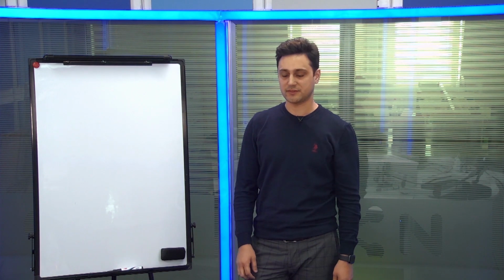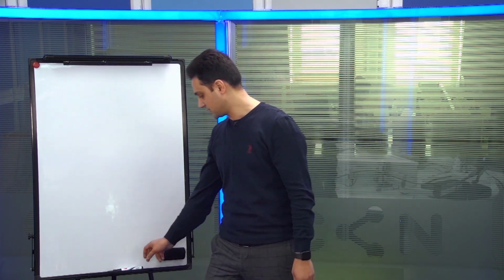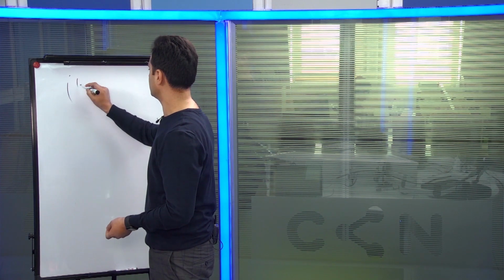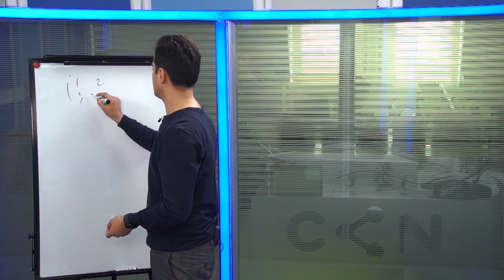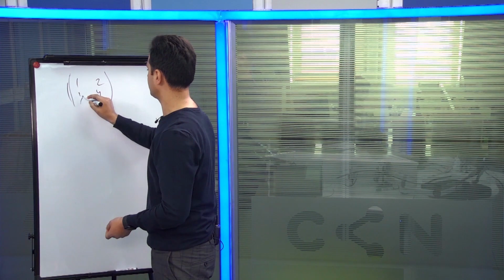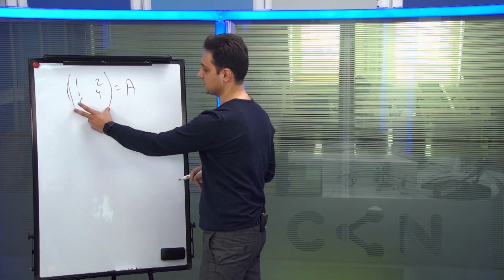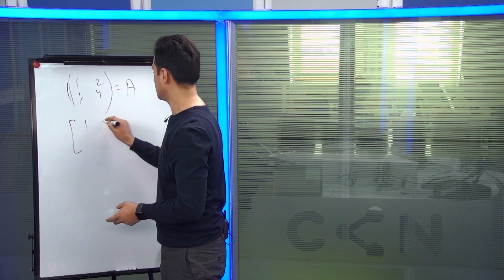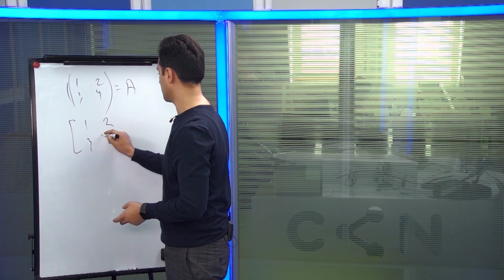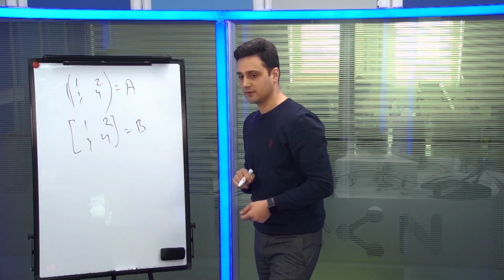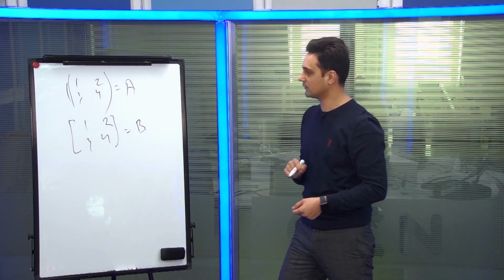A matrix is a rectangular array of numbers. These numbers are called elements of the matrix. For example, if we have this as a symbol example for a matrix, we call this A. We can show matrices in this form, or we can show them in this form also, which you can see in some books. So this is a very simple example of a matrix.